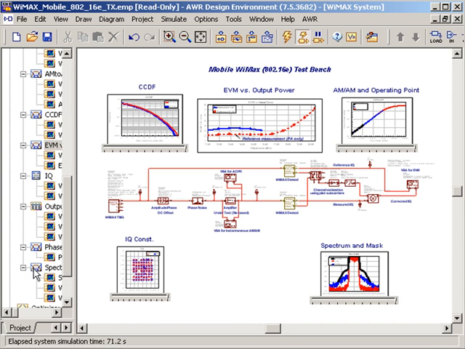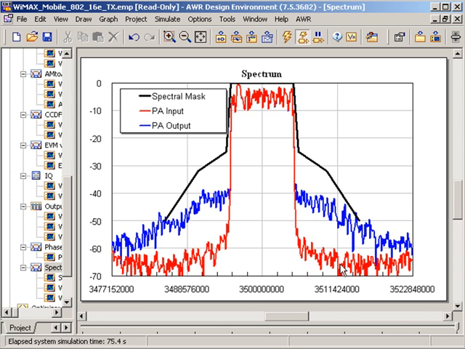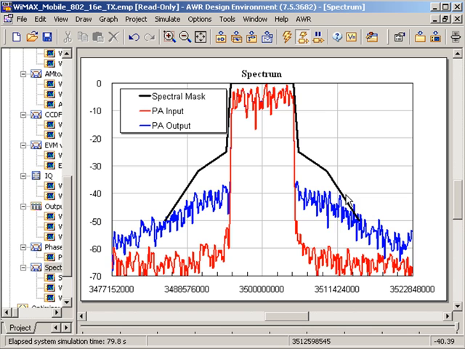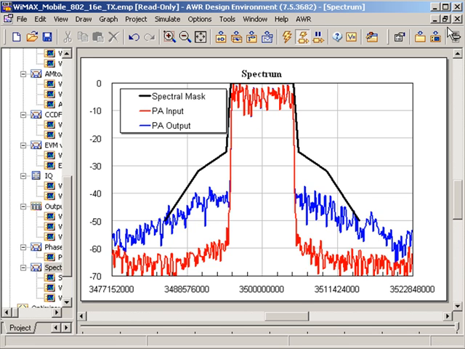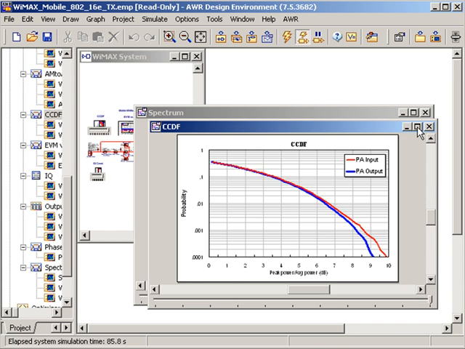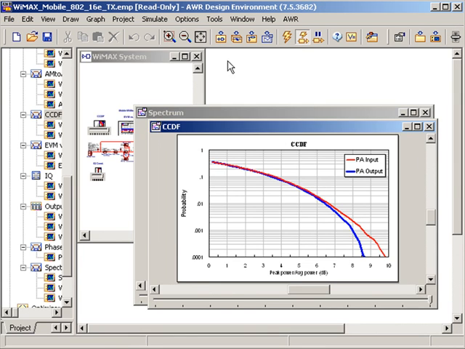If we look at another measurement here, we can see the signal prior to amplification and after amplification relative to the spectral mask requirement. And we can look at one more measurement here, and we can see the complementary cumulative distribution function, or CCDF, prior to amplification and after amplification.